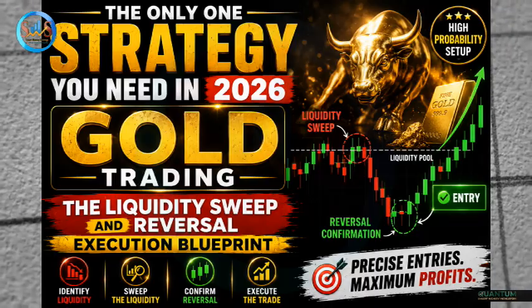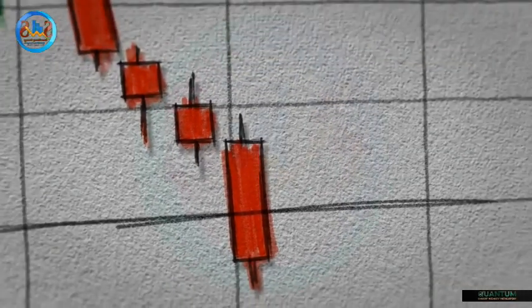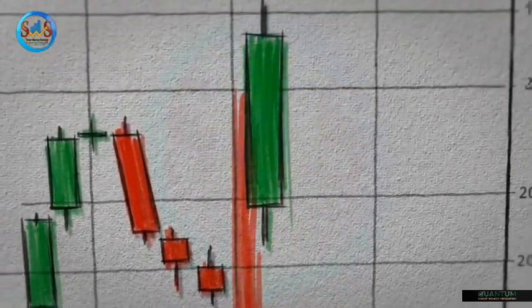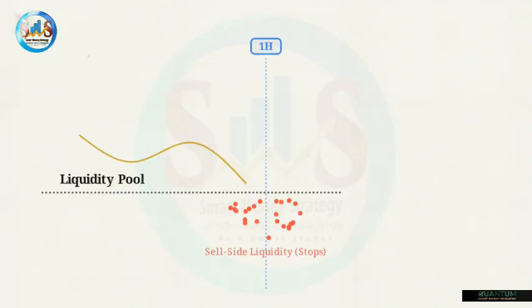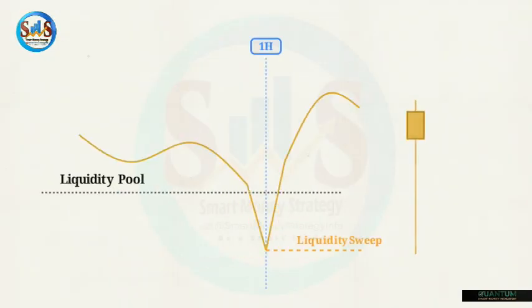Financial markets don't move randomly. A sudden price spike followed by a violent reversal means you're witnessing algorithms hunting for retail stop losses. Over the next 6 minutes, we are going to build a precise step-by-step framework so you can identify and trade these exact liquidity sweeps in gold on the 1-hour timeframe.